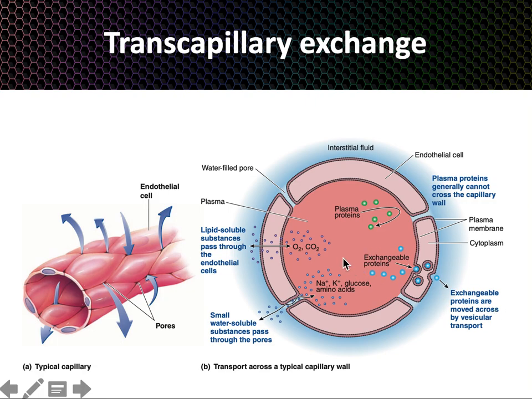And some molecules, some proteins, have to cross from here to here. For example, in the pancreas, the insulin which is produced has to be transported. How does it transport? Any protein or peptide which has to be transported is transported via vesicular transport. And big plasma proteins cannot be transported, they just remain there. So this is a rough idea of how transcapillary exchange occurs based on solubility and molecular size.